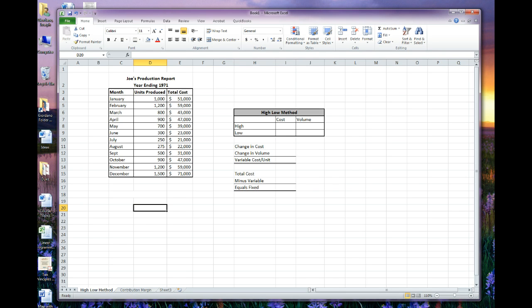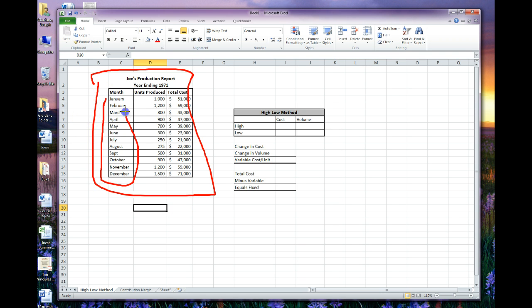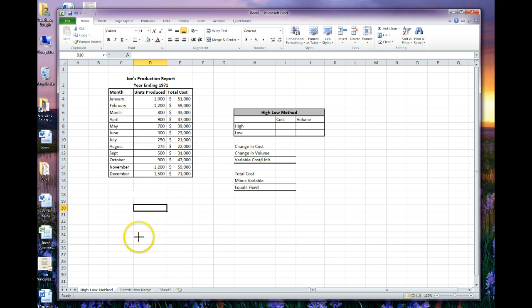Typically, how this is presented, you're going to get a table that looks like this. This table happens to be monthly sales for Joe's production company. These are the different months of the year. Then over here, these are the units produced each month. And if you look, some months have very little production, and some months have a lot of production.